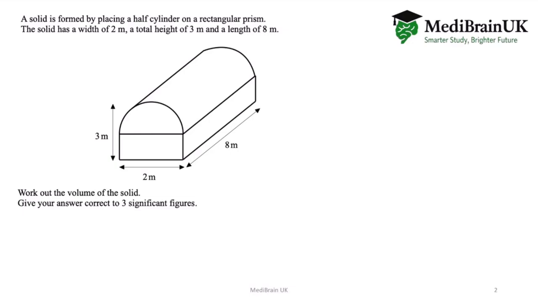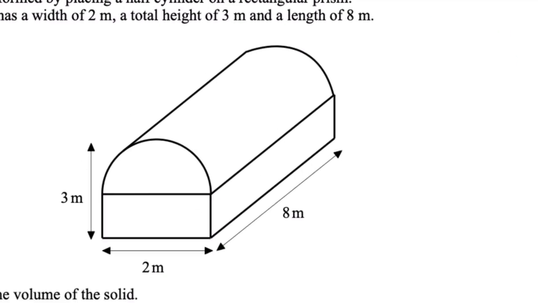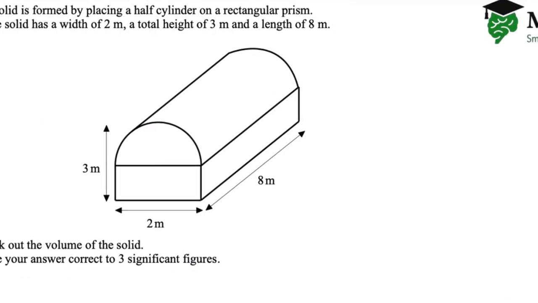As you can see, this is a compound shape. We have two 3D shapes present within this compound. We have a semi-cylinder, half of a cylinder at the top, and a cuboid at the bottom. So we're going to have to work out the volume of the cuboid first, then the volume of the semi-cylinder at the top, and then add together the two volumes. And that's what we're going to do.